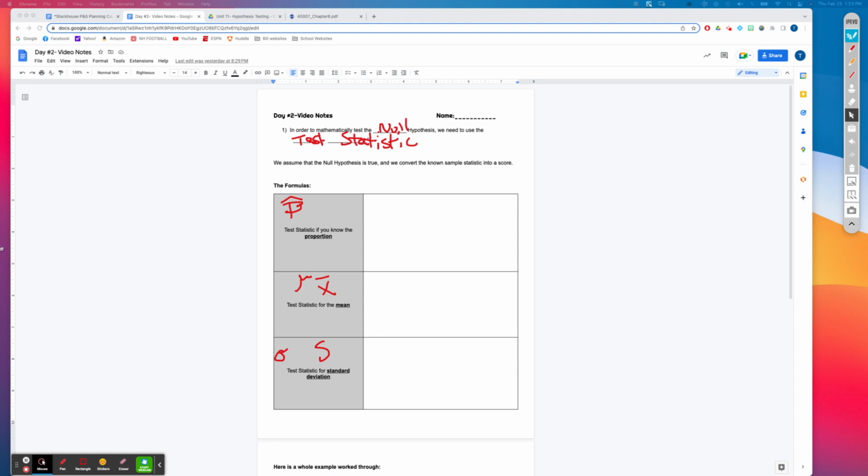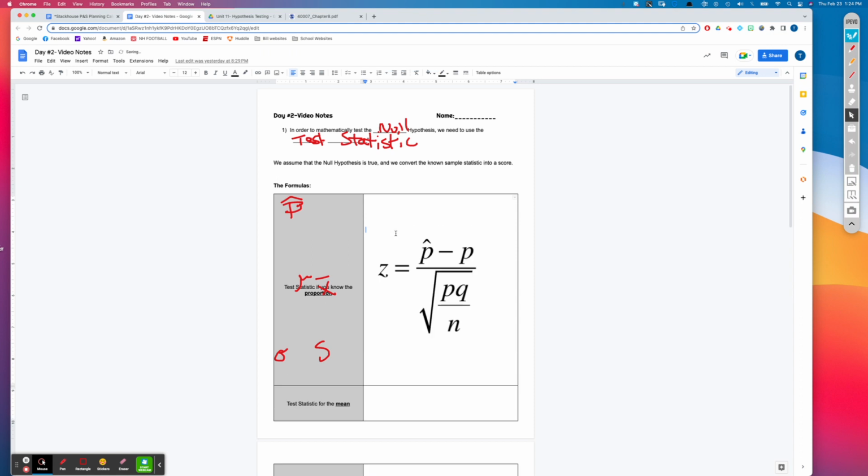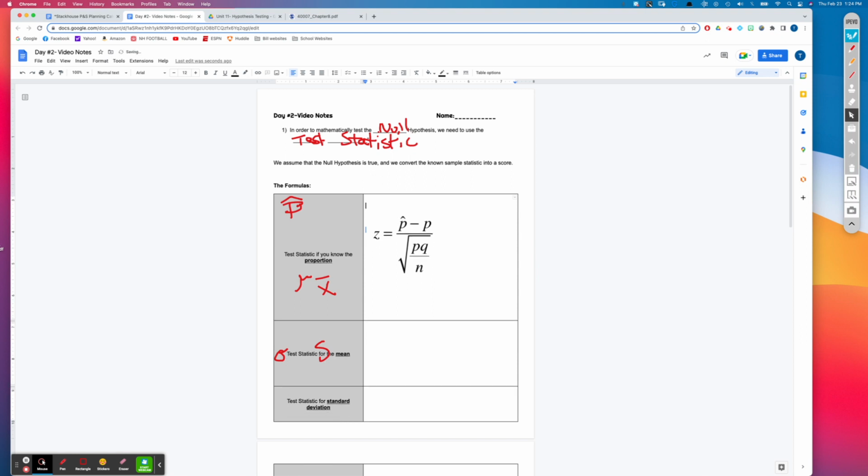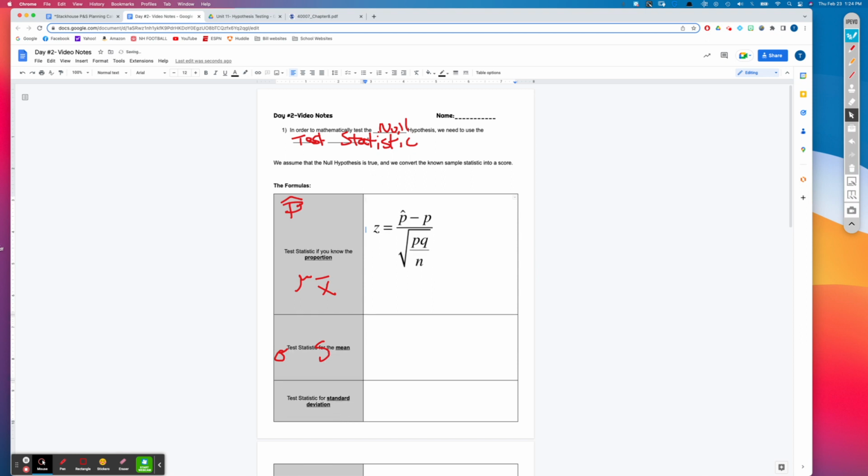Okay, so here's the formula for the first one, about proportion. It is z. It's the same type of z-score, right? We've been following z about where it falls on the curves.